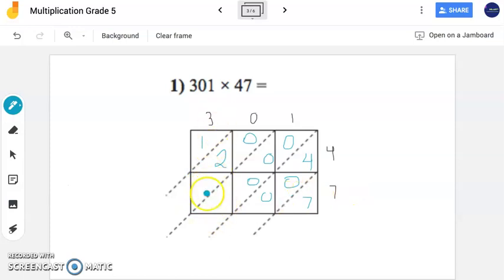To the right, I see a 7. 3 times 7 is 21. My 2 is going to go here. My 1's going to go here. Now for my next step here, all I'm going to do is look between these dotted lines here.